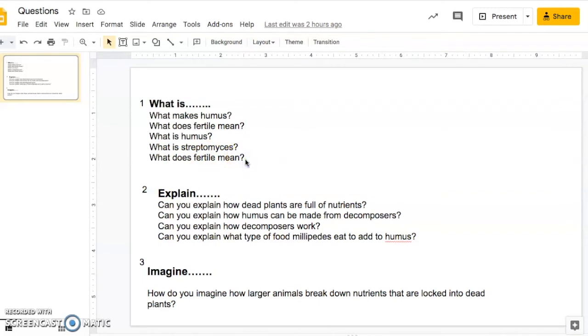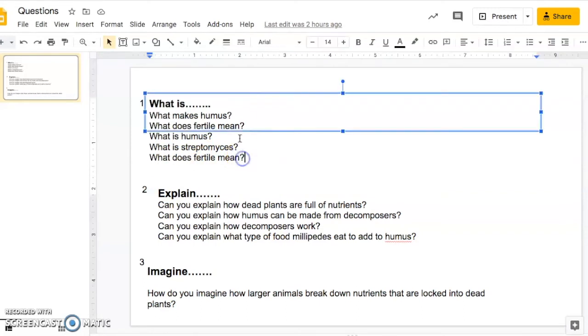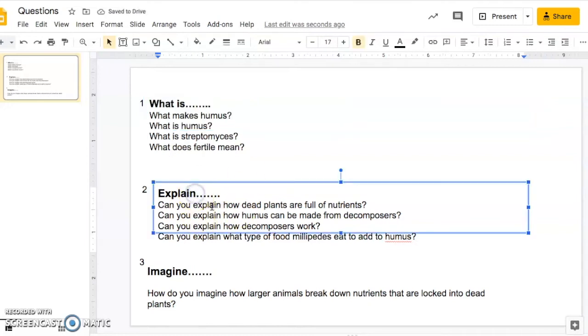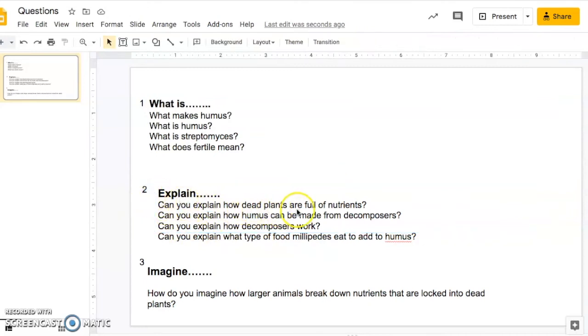Okay, that one is repeated so we can skip it. What does fertile mean? That one's already there. Okay, and in the second group, explain. Can you explain how dead plants are full of nutrients? Can you explain how humus can be made from decomposers? Can you explain how decomposers work? Can you explain what type of food millipedes eat to add to humus?